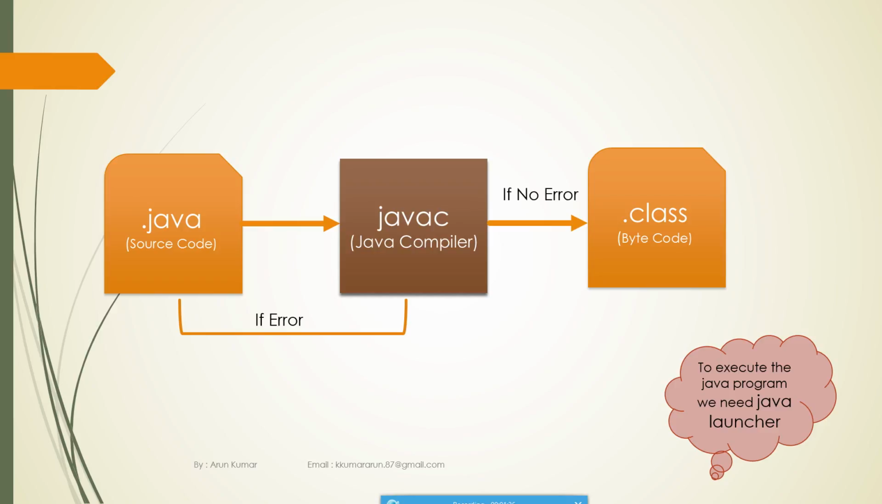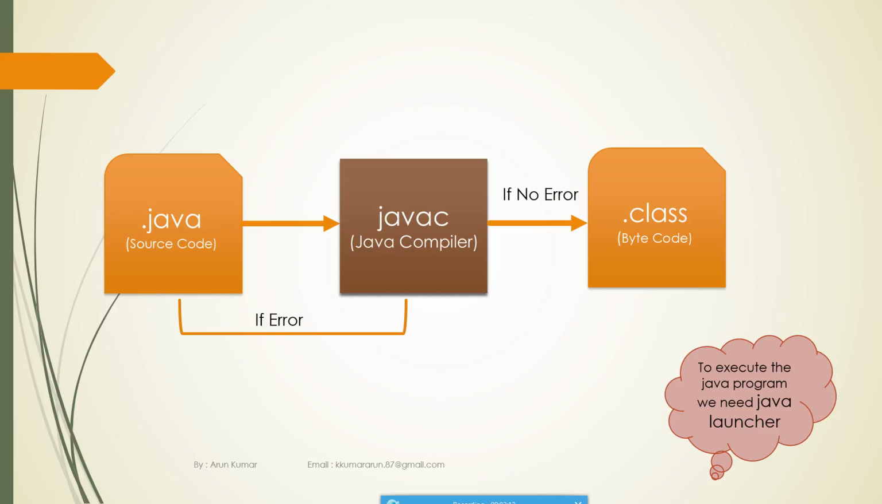So look at this image, the .java, and you have to compile your file with javac compiler. If there is any error, you have to solve it. If there is no error, the class file will be generated. Now, how will you execute? In the previous video, we already saw that we have to use java space your class name, which will activate the JVM. Now, what is the JVM?